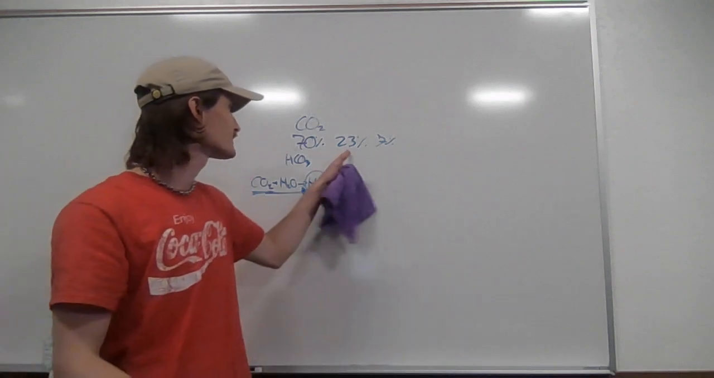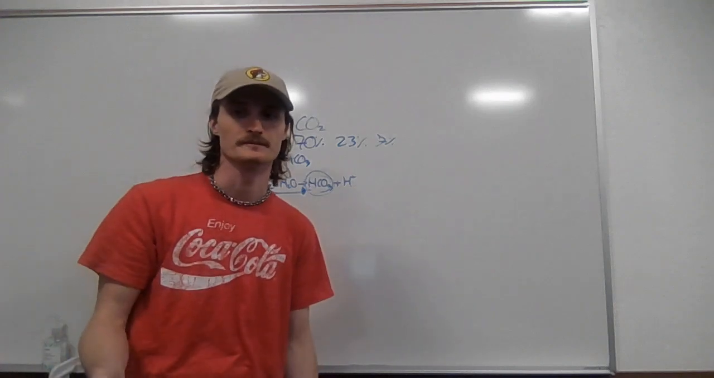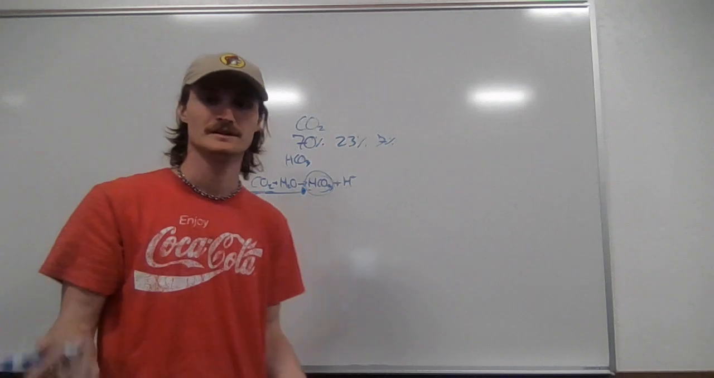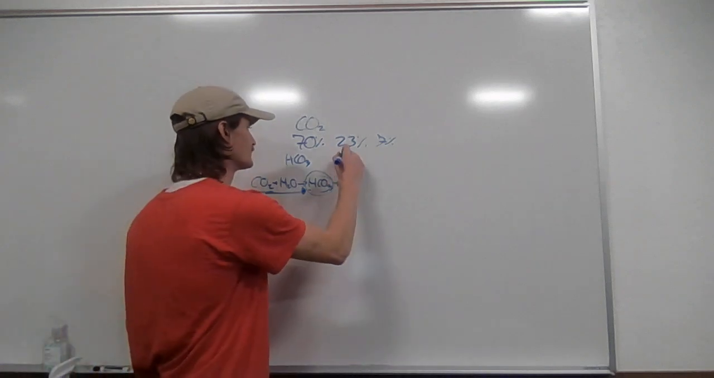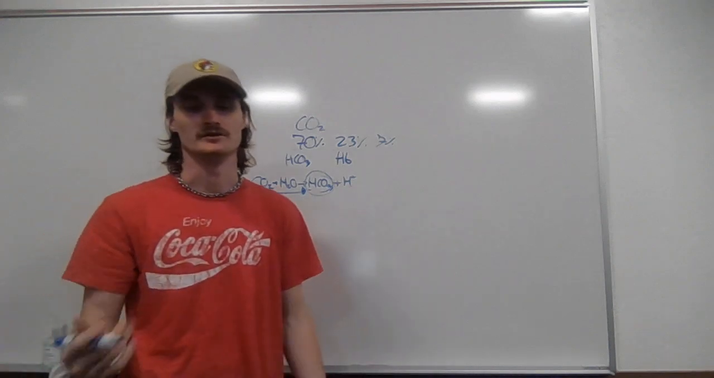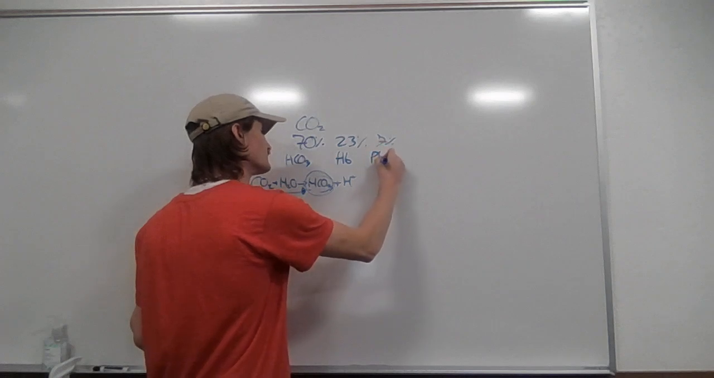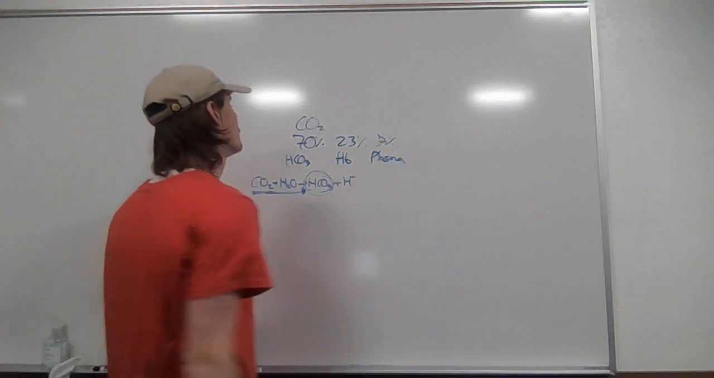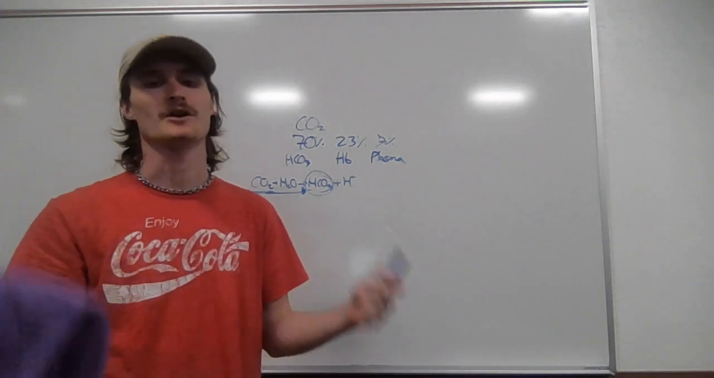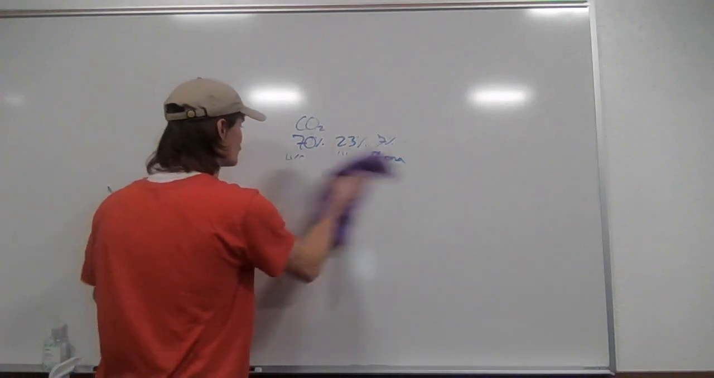Now about 23% is going to be binding to our hemoglobin, forming carbaminohemoglobin, but it's just going to be in our hemoglobin, in our blood. And then the last 7% is going to be dissolved directly into our blood, so this will be in our plasma. And so that's how carbon dioxide is going to be transported throughout the blood, in these 3 different ways.